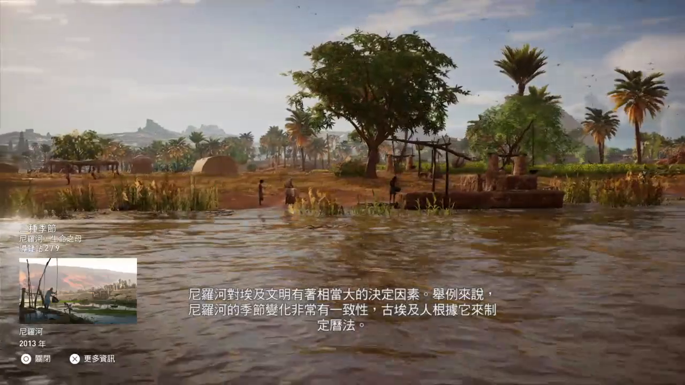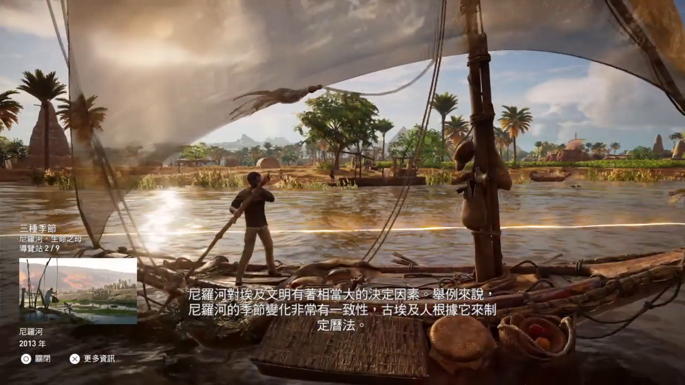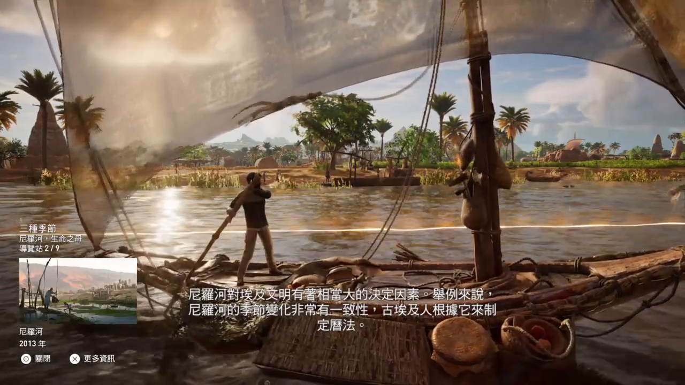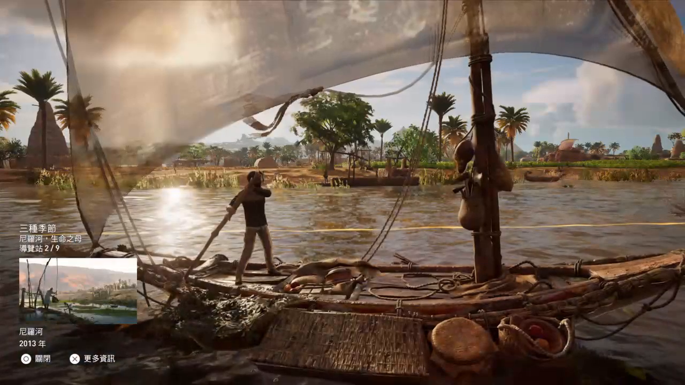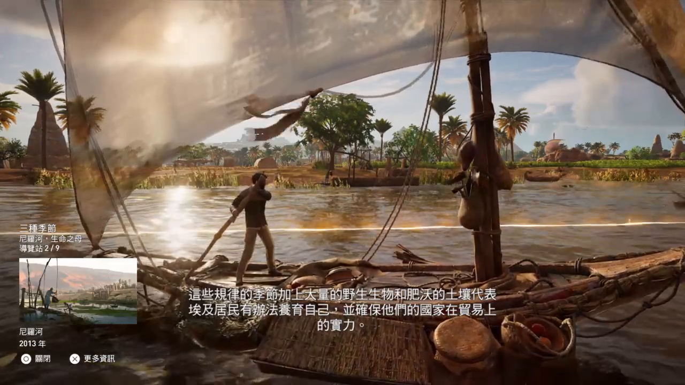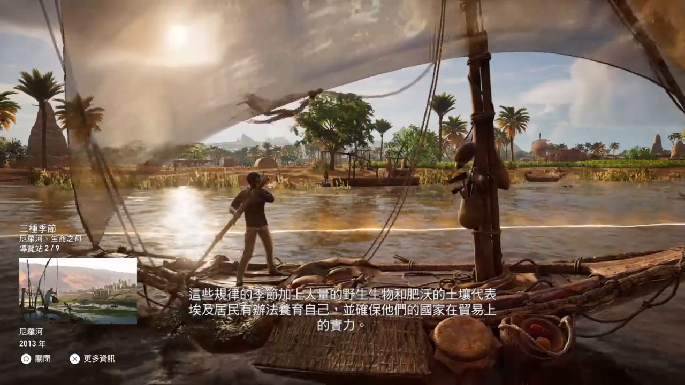The Nile determined much of Egyptian civilization. For example, the seasonal cycle of the Nile was so consistent that ancient Egyptians created their calendar around it. The flood season, or Akhet, was when the departing floodwaters left arable soil for crops. It was followed by the growing and harvesting seasons, known as Peret and Shemu. These regular seasons, along with abundant wildlife and rich soil, meant that Egypt's denizens were able to nourish themselves and ensure their country's strength in trade.